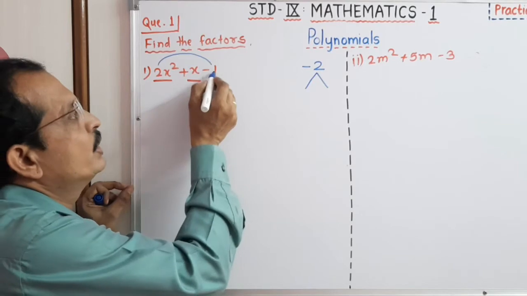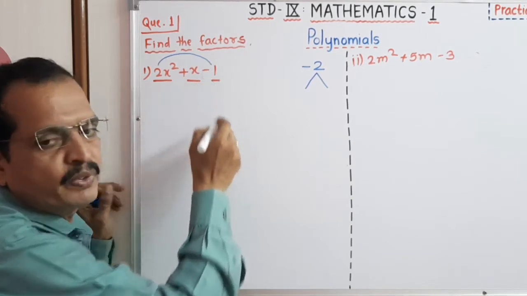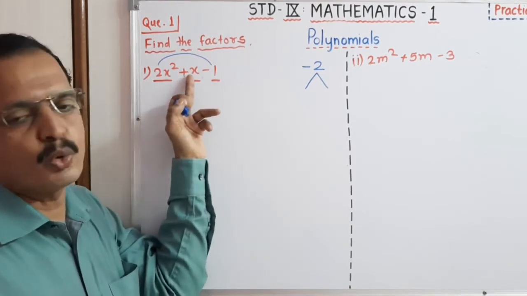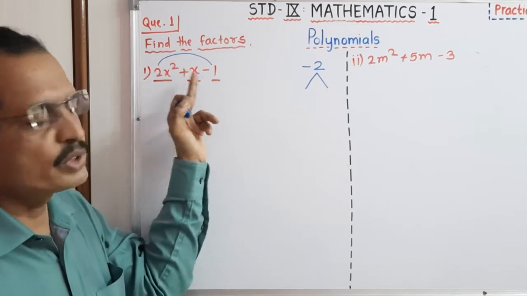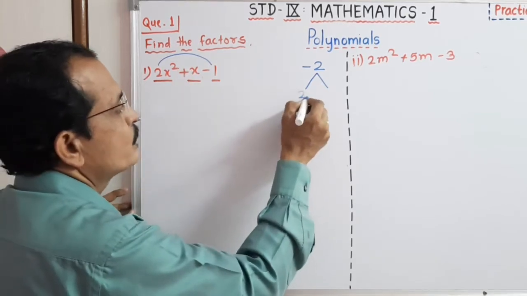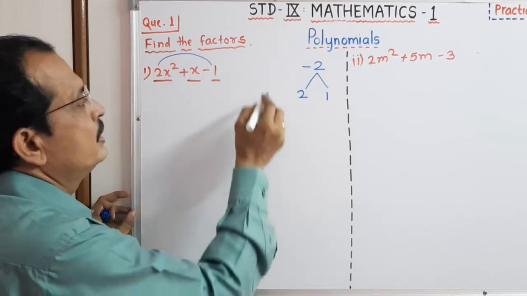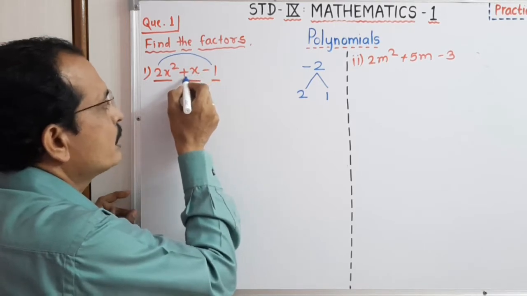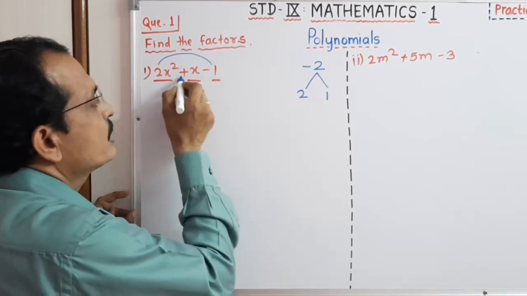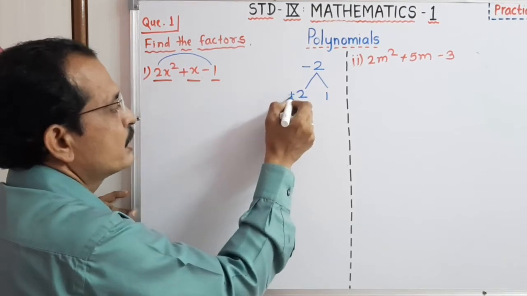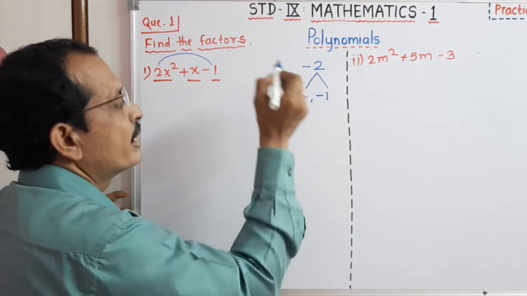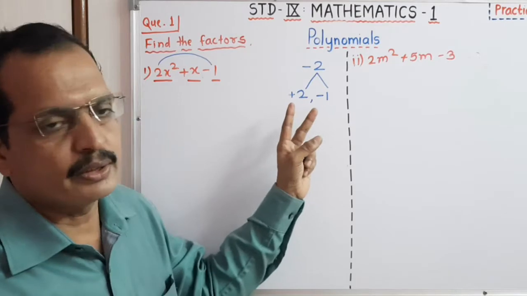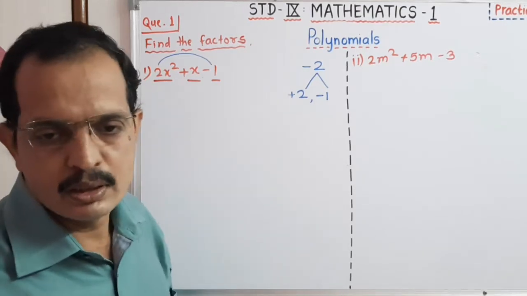That means if the constant term has the minus sign, then we have to find the factors whose subtraction should be equal to the coefficient of the middle term. Now see, dear students, 2 ones are 2. Then the sign of the constant term is minus. Then the sign of the middle term goes to the bigger number. Middle term has plus sign and bigger number is 2, therefore it is plus 2. And opposite to plus, the minus sign we give to the smaller number. That means we got the two factors. First one is 2 and another one is minus 1.